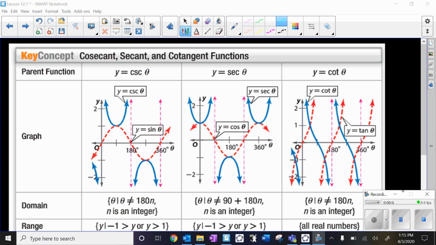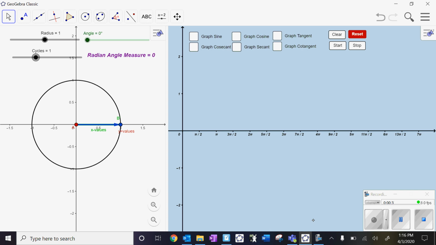The last thing that this section covers is graphing cosecant, secant, and cotangent functions. I'm not going to spend a lot of time looking at these three functions. In fact, the only two that I'll really focus on will be cosecant and secant. I'm not going to focus on cotangent at all. If you can graph either cosecant or secant, then you can graph the other one.